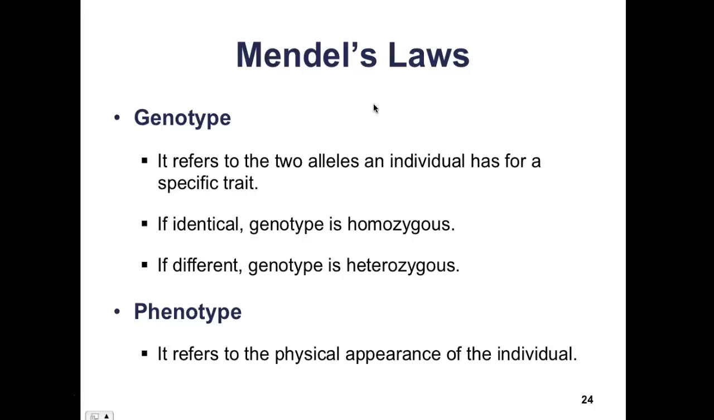So Mendel's laws basically have two different terms here. Genotype, which you should be well aware of, refers to the two alleles an individual has for a specific trait. So basically what you're talking about here is the genetic makeup of the gene. What do those alleles look like? Are they both dominant? Are they both recessive? If so, that would be homozygous. Or do you have one dominant allele and one recessive allele? If that's the case, it would be heterozygous.